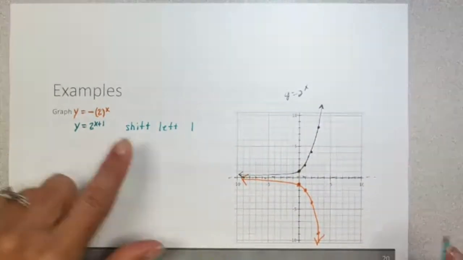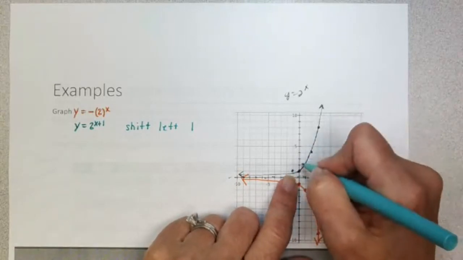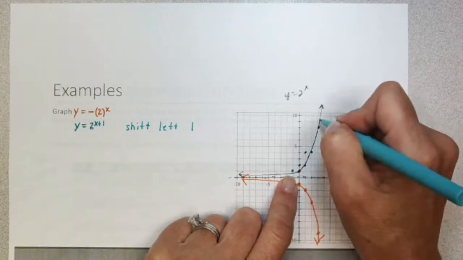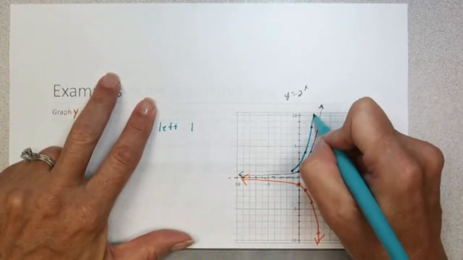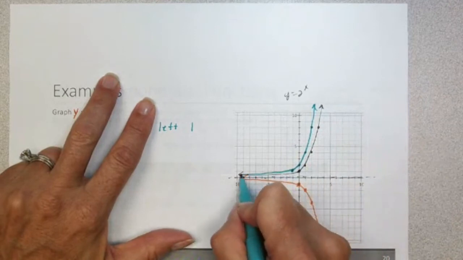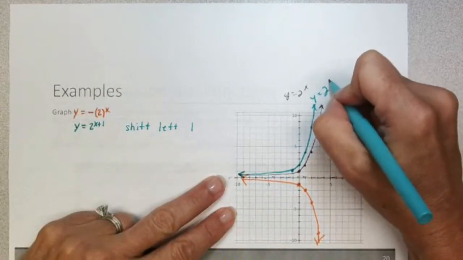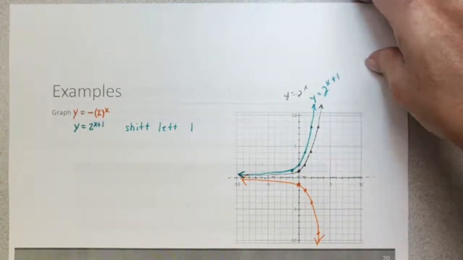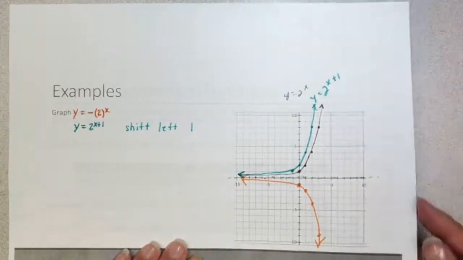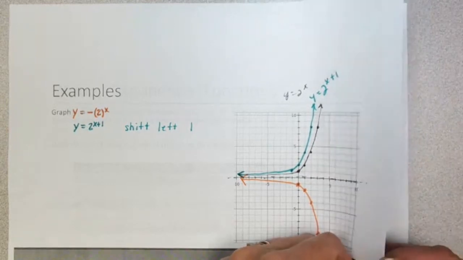Shifting left 1, right? So the key points here that we plotted, we just shift them all to the left 1. And now our blue graph is y equals 2 to the x plus 1. Okay, transformations can be very helpful when we're graphing exponential functions.